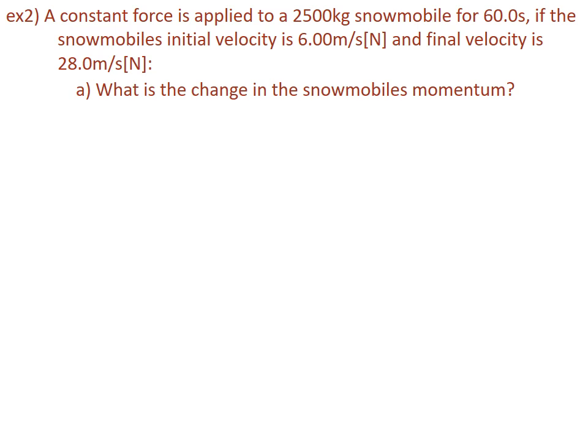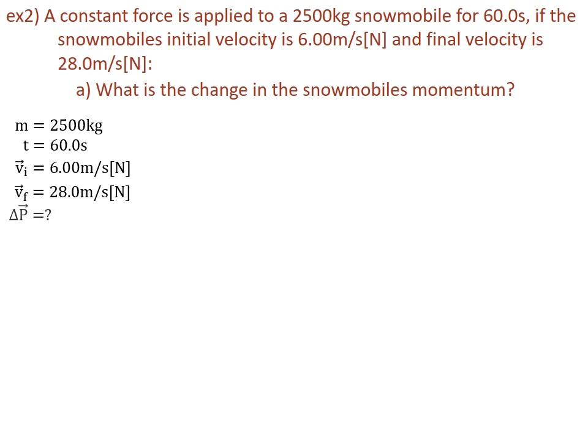Example 2. A constant force is applied to a 2,500 kilogram snowmobile for 60.0 seconds. If the snowmobile's initial velocity is 6.00 meters per second north, and the final velocity is 28.0 meters per second north, what is the change in the snowmobile's momentum? We're given a mass of 2,500 kilograms, time is 60.0 seconds, initial velocity is 6.00 meters per second north, final velocity is 28.0 meters per second north, and we're asked, what is the change in the snowmobile's momentum?